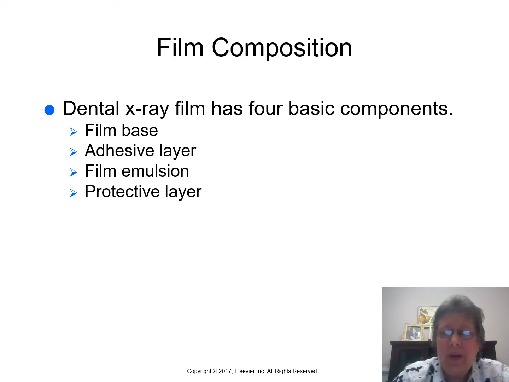The x-ray film itself is made up of 4 component parts. We have a film base, we have an adhesive layer, an emulsion layer, and a protective layer. And we're going to talk about each one of these. This is our film packet. This is a number size 2 film. This is a standard size film that is used for adults.